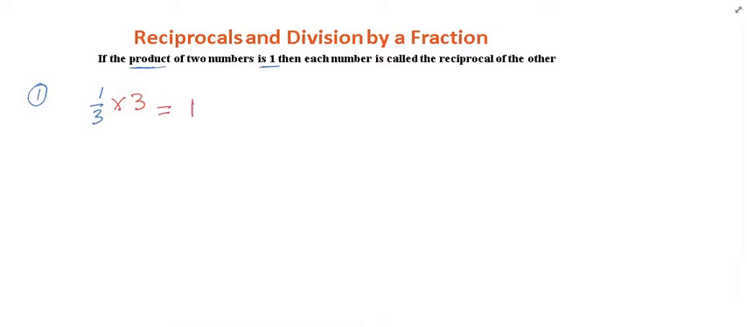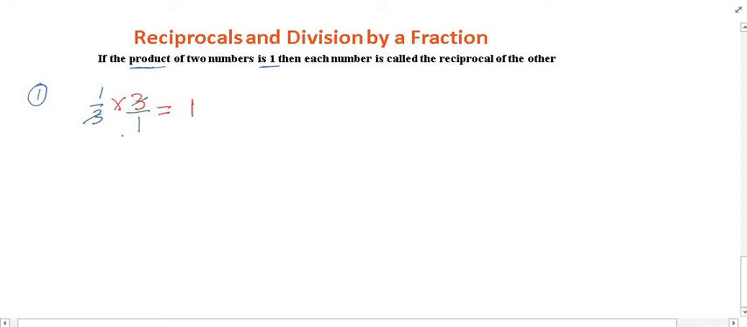Product means multiplication. For example, we have 1 out of 3. According to the statement, when two numbers are multiplied we get the answer 1. So what number can we multiply here to get 1? If I multiply by 3, then 3 times 3 cancel and we get 1. If you look here, I wrote only 3. If there is nothing given in the denominator, we consider the denominator of that number to be 1.